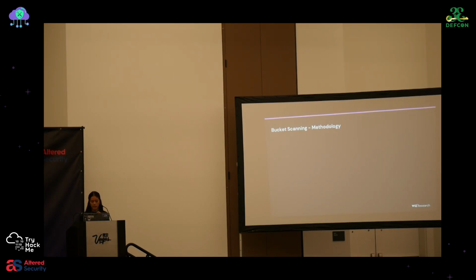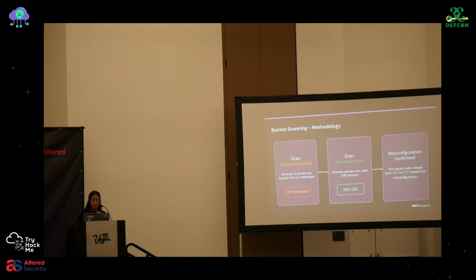And now we'll move to the scanning methodology. So we have a list of buckets, and we want to scan them and see if they are misconfigured. So we're starting with an unauthenticated scan as anonymous, and we're going to grab all the buckets that retrieve a 403 forbidden message, so we can now perform an authenticated scan and see if the result has changed. So after scanning them while authenticated to our own AWS account, the ones that change their response status code, we can say that they are potentially misconfigured.